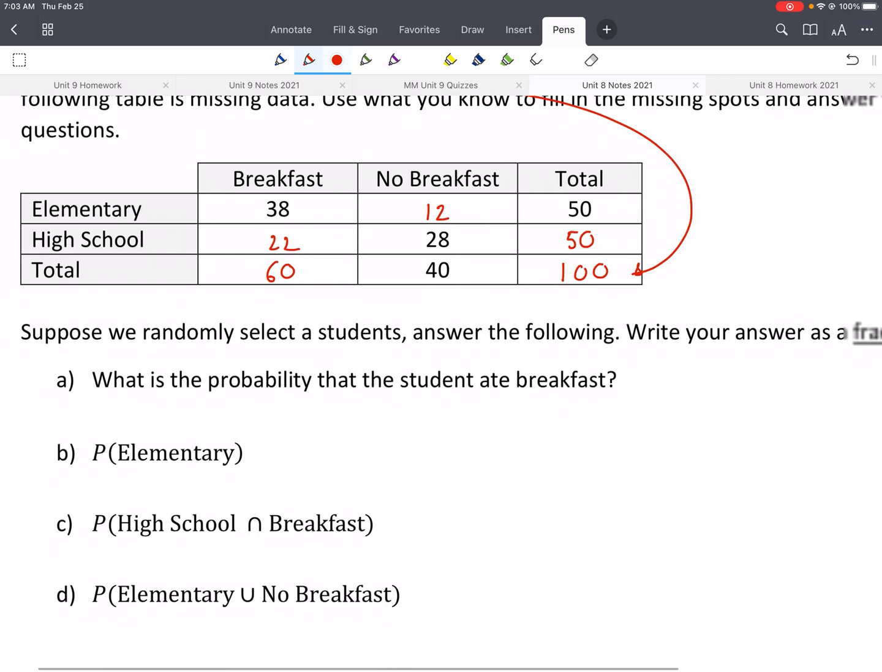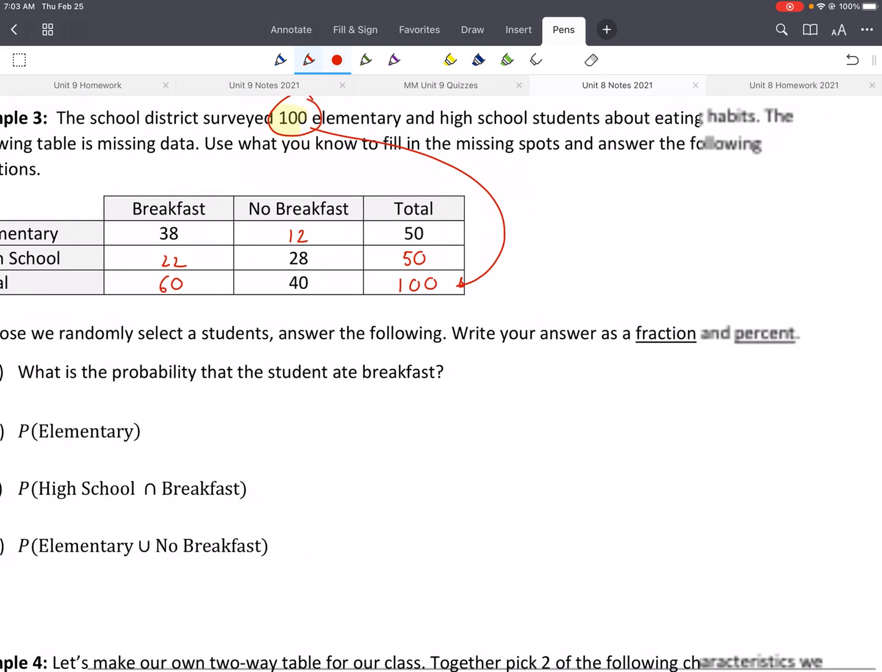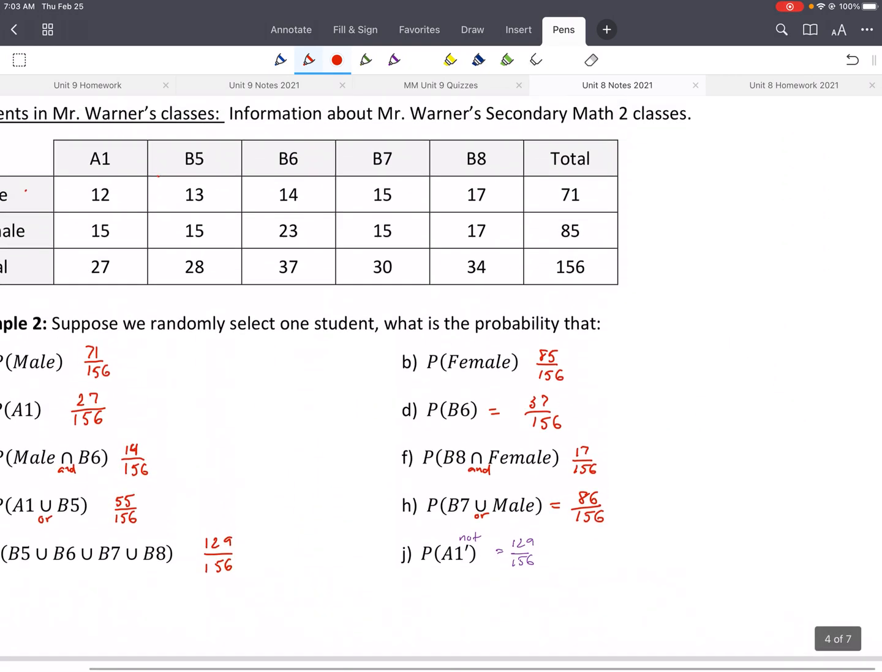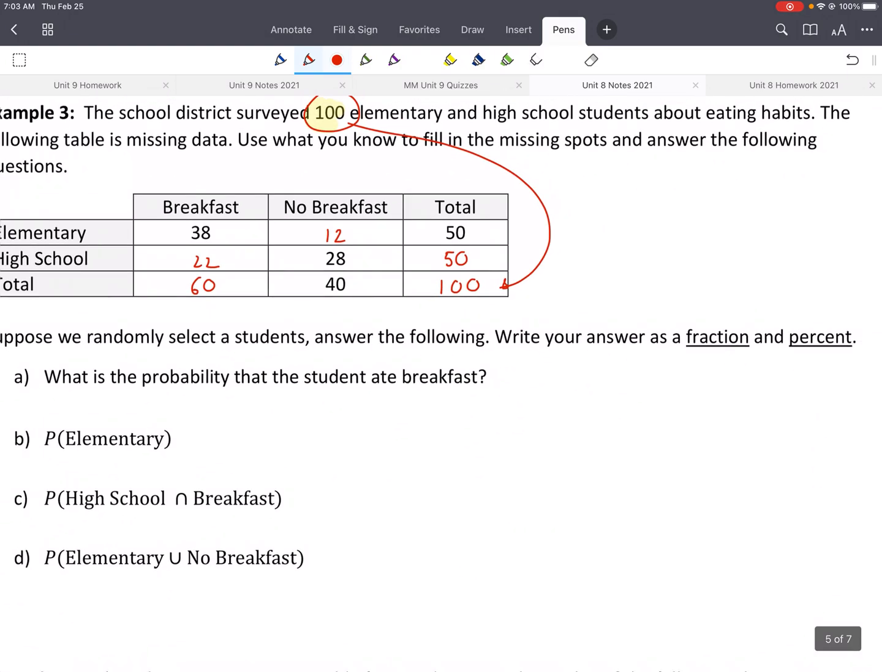All right, so let's answer some of these questions. Suppose you randomly select a student, answer the following. Write the answer as a fraction and a percent. Did I have you do that up here? No, I didn't, okay? So sometimes I'm going to ask you to do both as a fraction and a percent, and we'll talk about that.